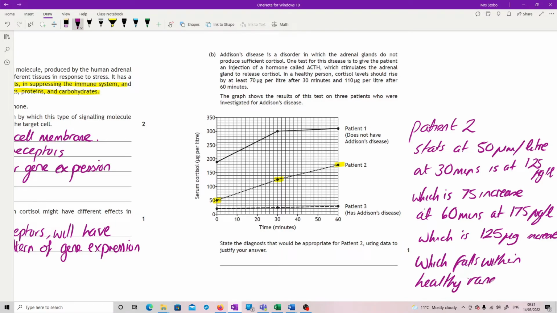Healthy range. Okay, so you can either put this conclusion at the end, or you can put that conclusion at the beginning. So you can either say patient 2 is healthy because starts at 50, at 30 minutes 125, which is 75 increase, and at 60 has gone up by 125, which is in the healthy range, or you can read it through and then say therefore they're healthy. Okay, says use data to justify, so really there's no option. I think that's not actually a bad question, not that part of it anyway, and that's that one.